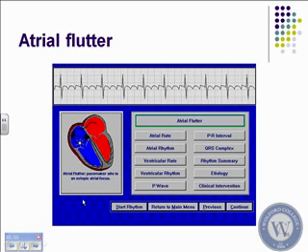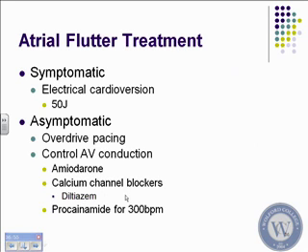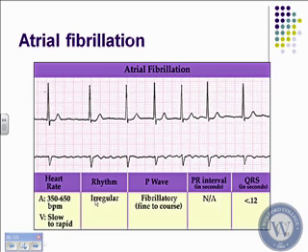Atrial flutter, simple. They need to do the diagnosis and then give me the reasons. Most of the time, the reasons are due to dilation of the right or left atrium, or hypokalemia. If they're symptomatic, you need to do electrical cardioversion. It does not take a lot of joules, only about 50 joules. If they're asymptomatic, you can consider overdrive pacing, or you can control the AV conduction using drugs like amiodarone, calcium channel blockers like diltiazem, and procainamide.